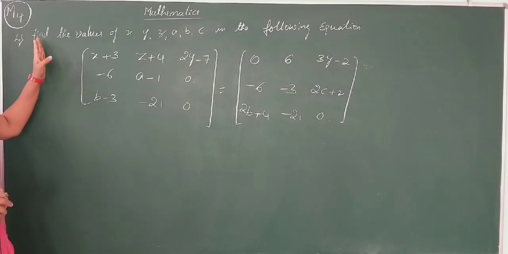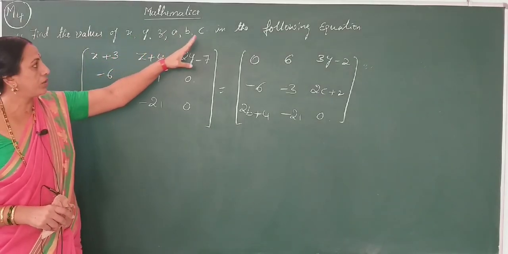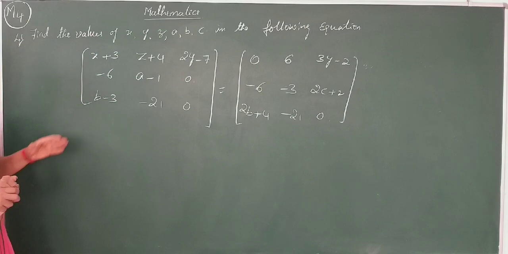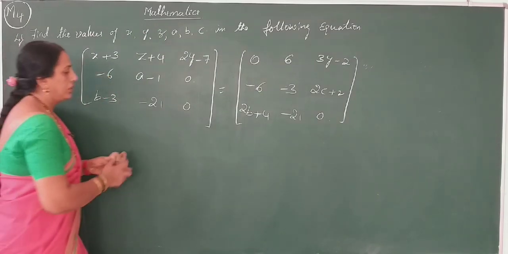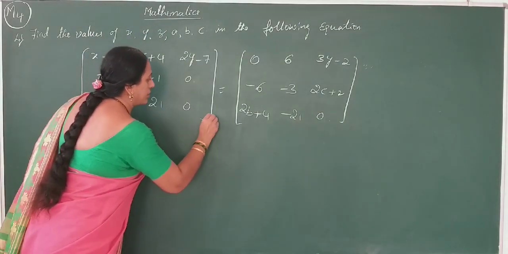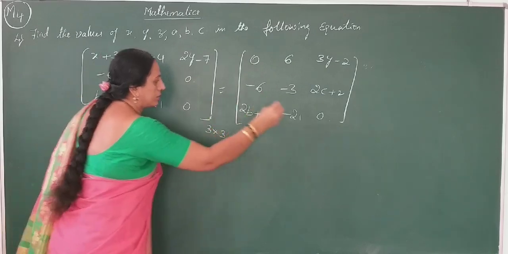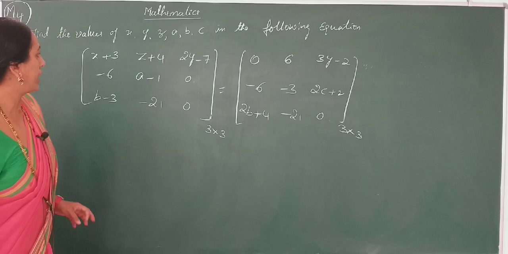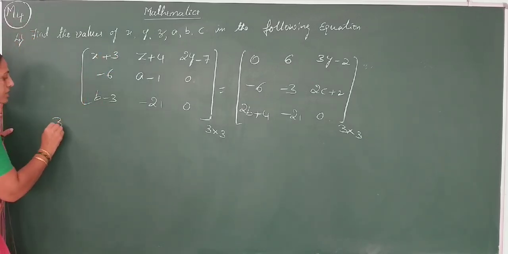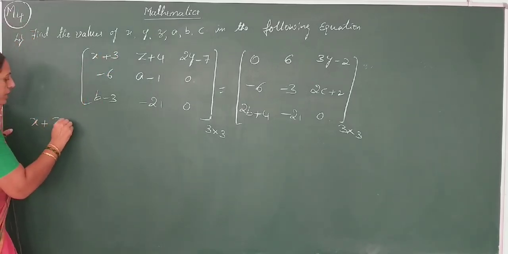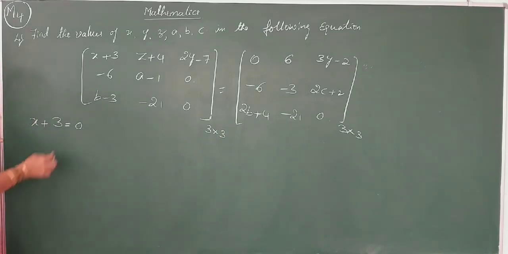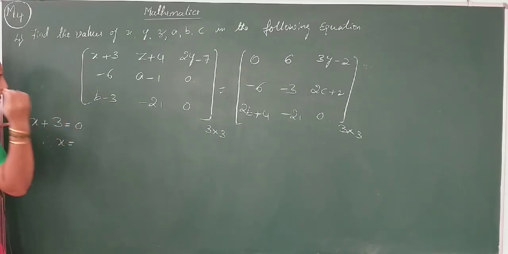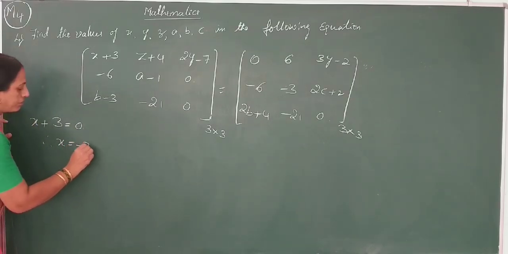Next one, find the values of x, y, z, a, b, c in the following equations. So again we will consider some 3 cross 3 matrices, then equate the corresponding elements. First element is nothing but x plus 3 is equal to 0, and it is a single variable equation, therefore it can be solved directly. Therefore x is equal to minus 3.